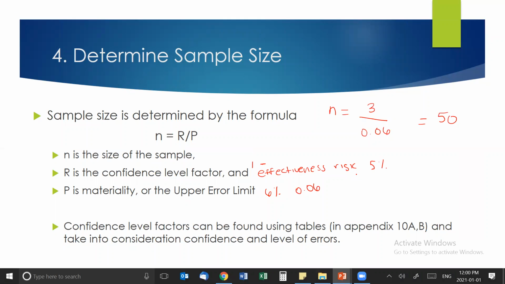The tables have determined what your confidence level factors are, and you use them to figure out what your R is. You would have to go into the table. In some auditing systems that you use to do your audit, they could automatically do this calculation for you. You just put in the information and they'll tell you how many samples you need. Usually auditors input the information and it outputs a calculation of what your sample size is going to be.